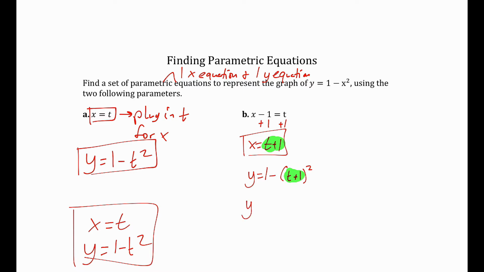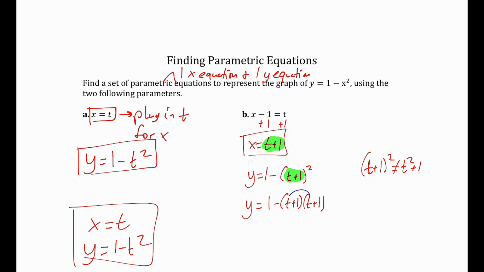Now, we should go through and clean that up just a little bit so that it looks more similar to what we're used to for equations in general. We got 1 minus t plus 1 squared. Side note, t plus 1 squared is not equal to t squared plus 1. We don't just distribute the exponent to the individual terms. In order to do t plus 1 squared, we have to do t plus 1 times t plus 1. And we have to go through and distribute those values.